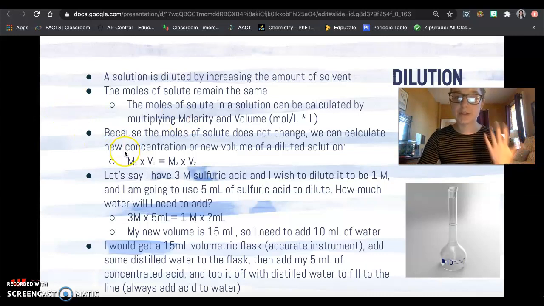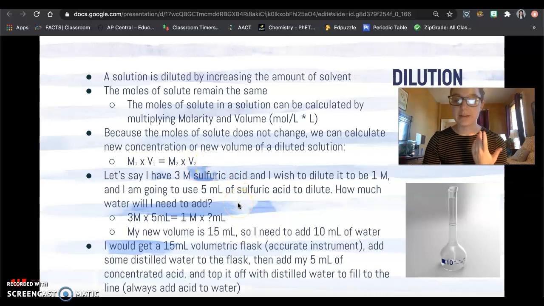So the equation to solve for this is M1V1, original molar concentration times volume, typically in liters, equals the new concentration times the new volume. This volume is the volume of the solution, not the volume of just the solvent.